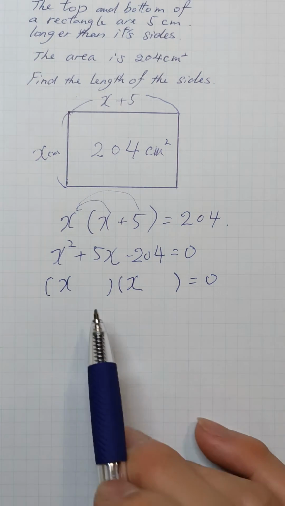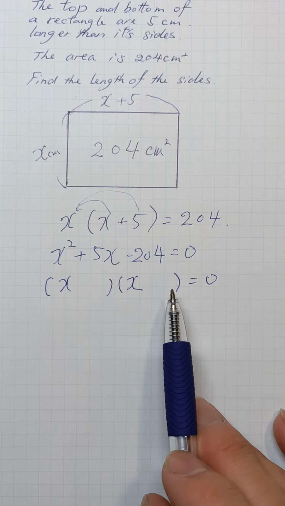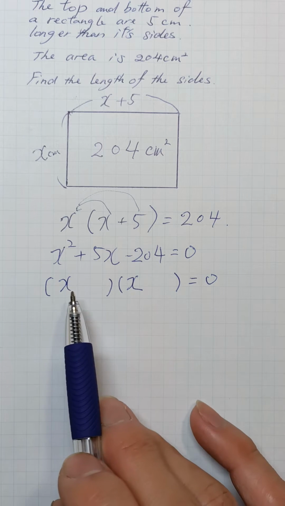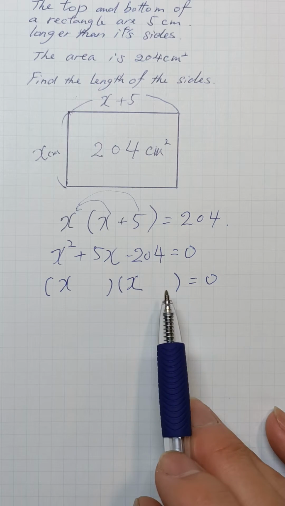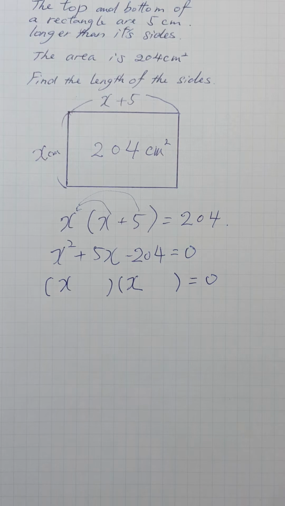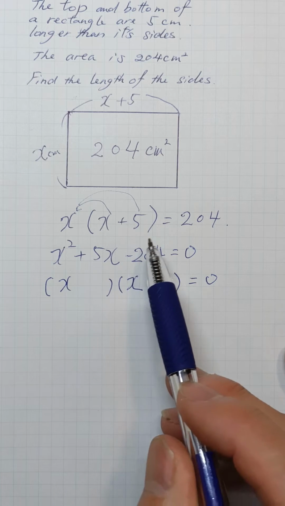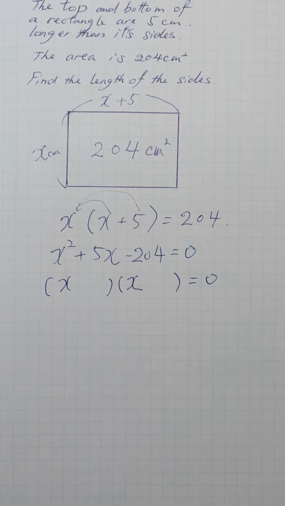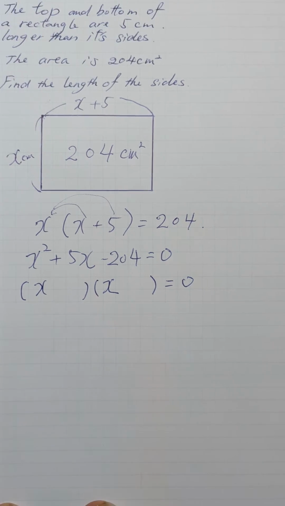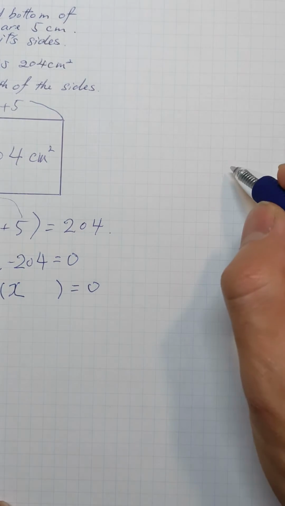Now you have to think of two numbers. If you multiply those two numbers, you get negative 204. Adding the two numbers, you get 5. When you see the number on the right side is really big, I usually use this way to factorize this number.